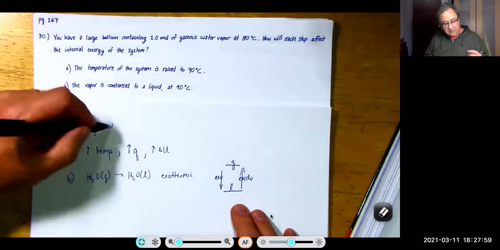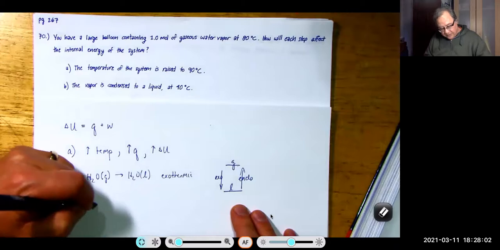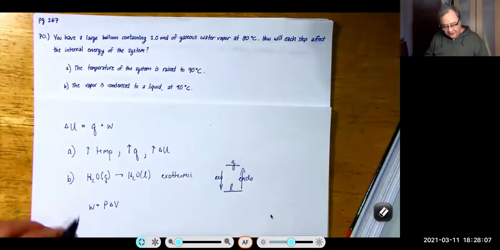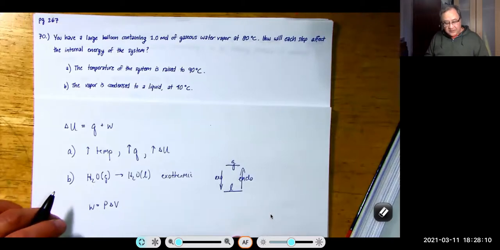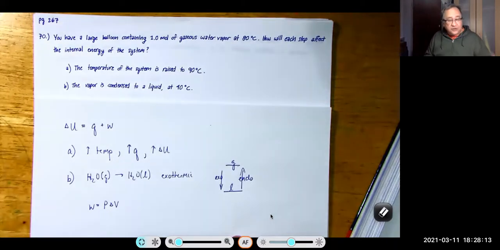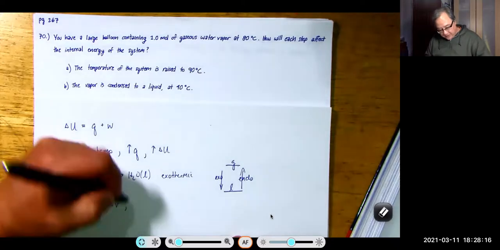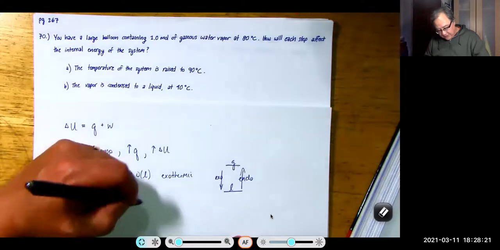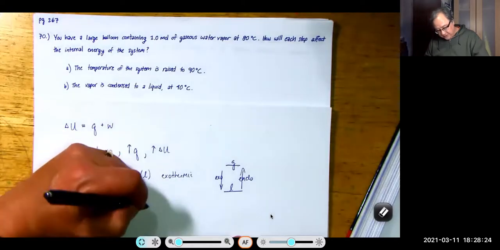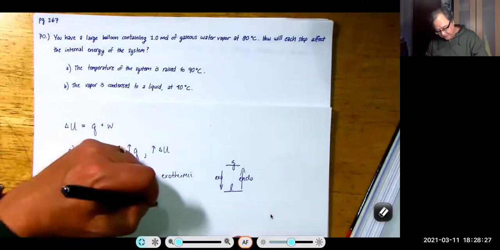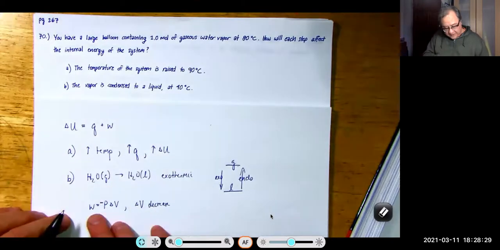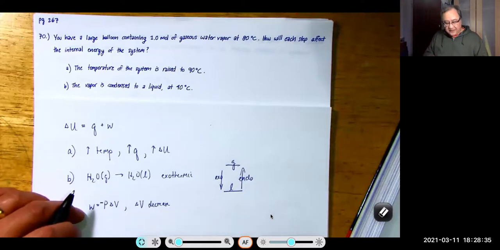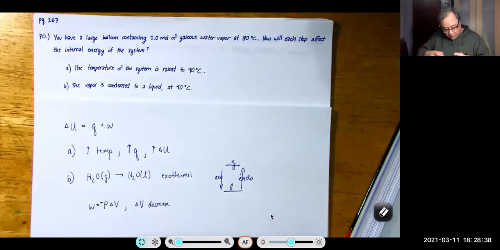But there's something else that we need to think about. What is work made out of? Work is equal to the pressure times the change in volume. In a system like this, the pressure stays the same, but the volume will also decrease when we turn this gas into a liquid. Actually, the work is negative P delta V. So here, change in volume decreases, and the pressure also stays the same. So what happens here is that the work is done on the balloon to compress it.